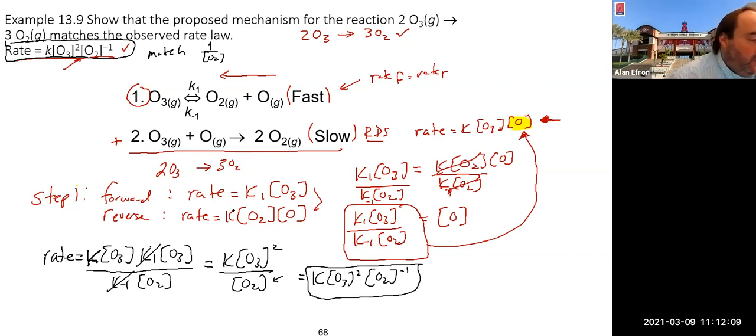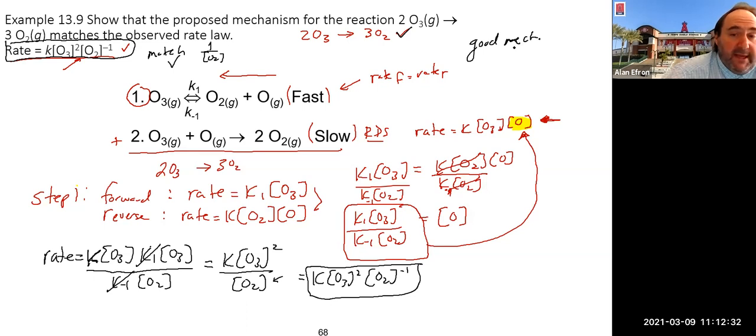Because the rate law matches the one found experimentally, and because the overall reaction adds up, that means that this is pretty much a good mechanism. It's a possible mechanism of how this occurs. Any questions on that step there?